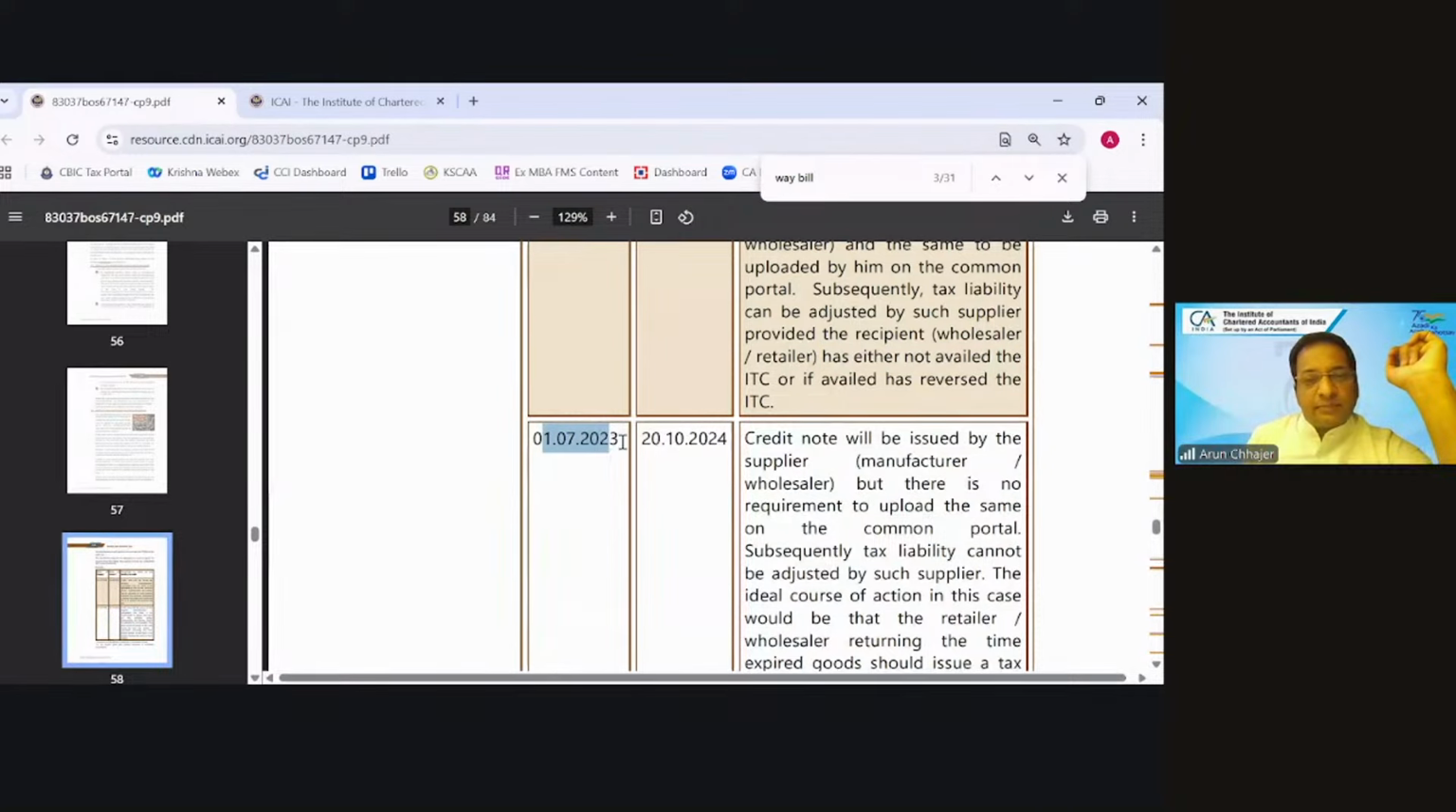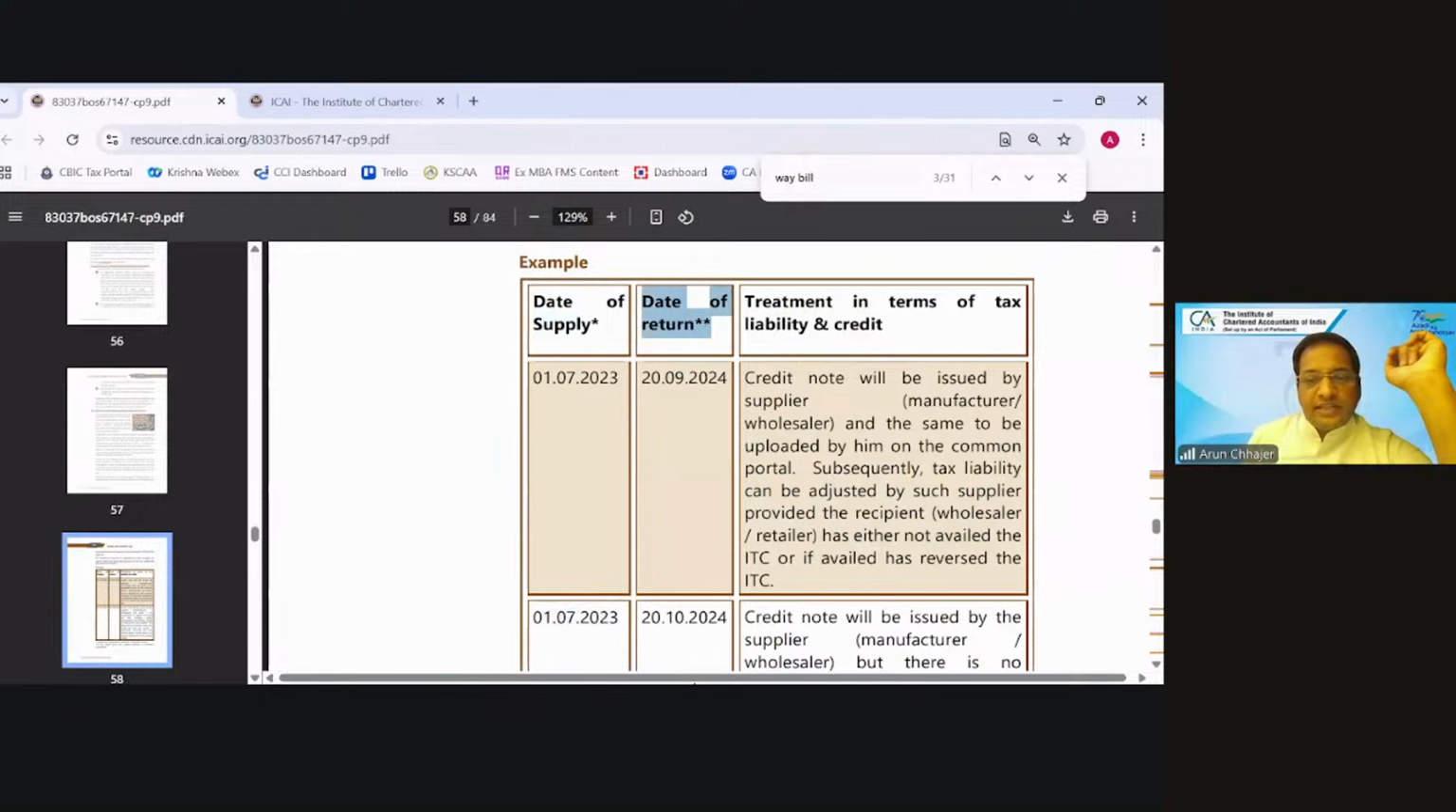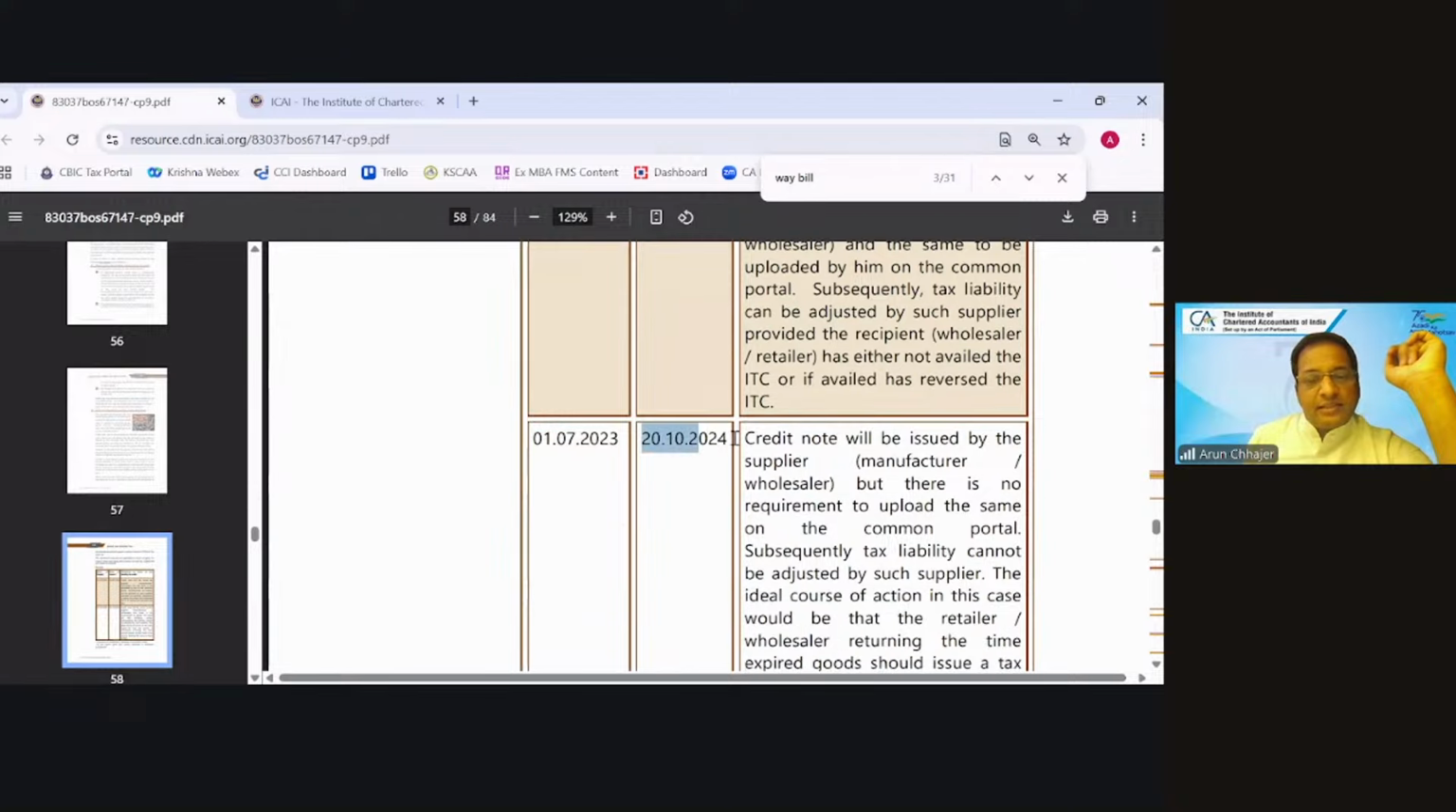Now this was the date of supply and this was the date of return. Still the supplier can issue the credit note? The answer is yes. Now the answer is yes, but earlier the last date was September at the time of the circular. No, Geet, it is not required to be updated.